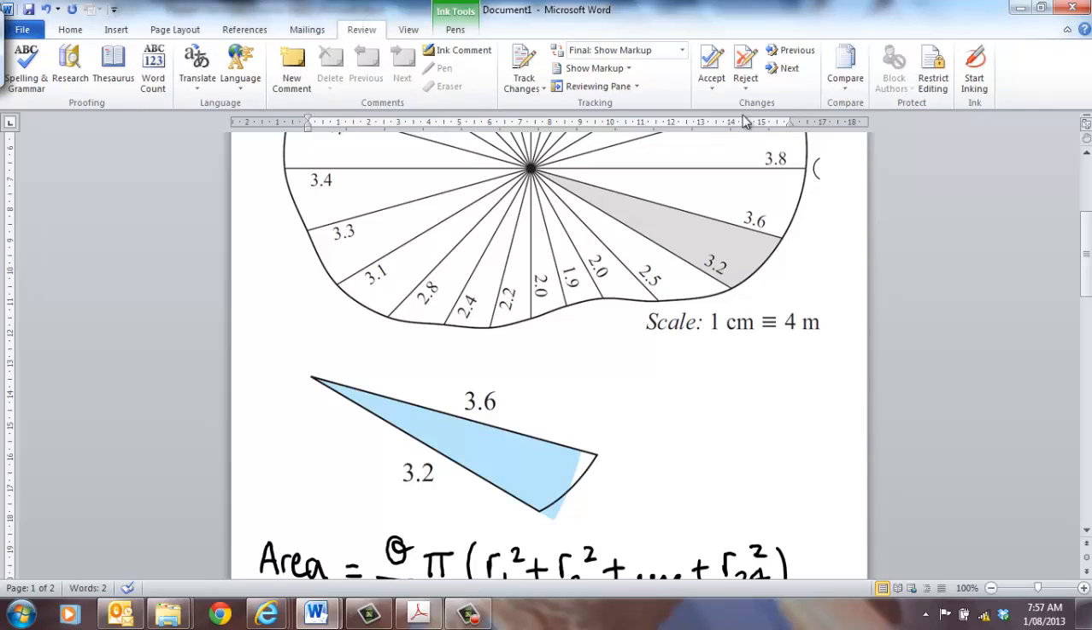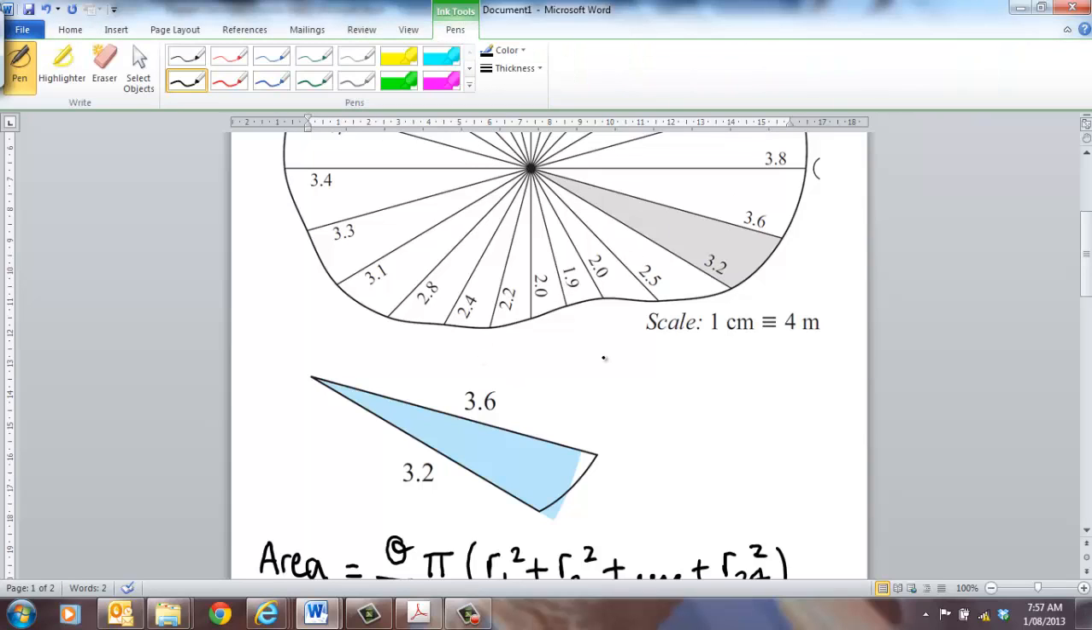So I just want to talk about the idea of using what we call an average. Let's say this is our R1. Our average radius for this particular triangle would be equal to 3.6 plus 3.2, divided by 2, which would then be equal to 3.4.